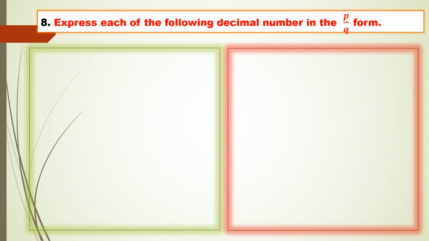Follow this method. Your question is 0.5 bar, which means you can write it as 0.5555 and so on. 5 is repeating. One simple thing you should remember: the first thing you should know is for how many digits the bar is there. You should check for how many digits the bar is there. Here the bar is for 1 digit, which means I should take 10 and multiply this with 10.